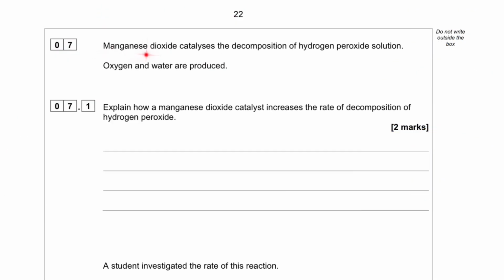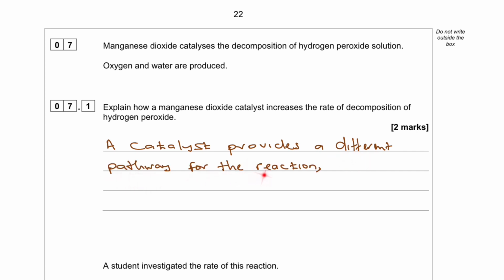Question 7. Manganese dioxide catalyzes the decomposition of hydrogen peroxide solution. Oxygen and water are produced. 7.1. Explain how a manganese dioxide catalyst increases the rate of decomposition of hydrogen peroxide. A catalyst provides a different pathway for the reaction, which has a lower activation energy.